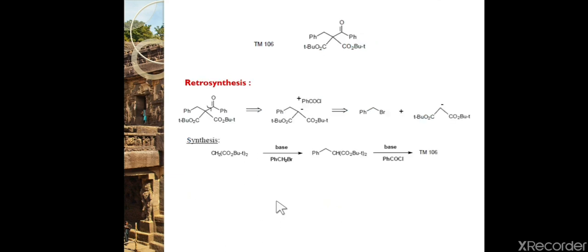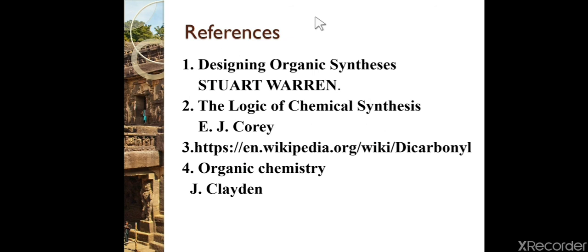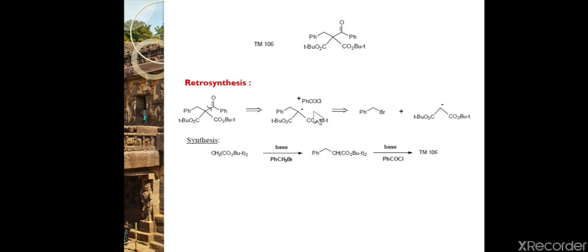Please write down this example. This is homework for you guys. By mistake I already showed the retrosynthesis and synthesis for this molecule, so this is homework for you. Just look at this retrosynthesis and synthesis and write it down in your notebook. Okay, so this is all about generating 1,3-dicarbonyl compounds and their derivatives.